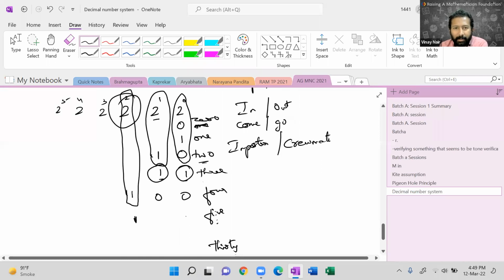Okay, 5 will be 1 times 2 power 2 and 1 times 2 power 0. So 1 times 2 power 2 is 4, 1 times 2 power 0 is 1. So 4 plus 1 is 5. That means you don't need 2 power 1. So you put 0 times 2 power 1 is 0. So 101 will be 5.